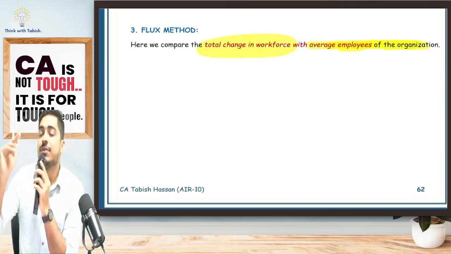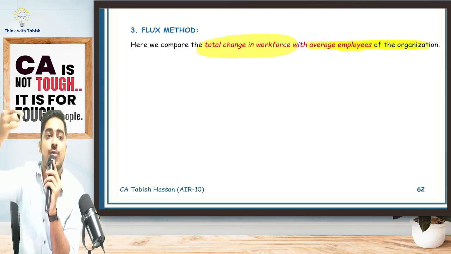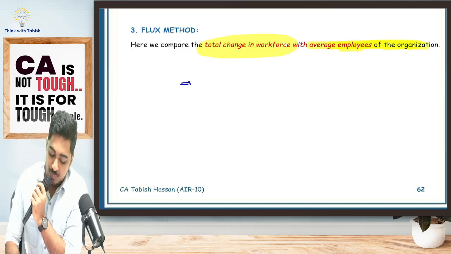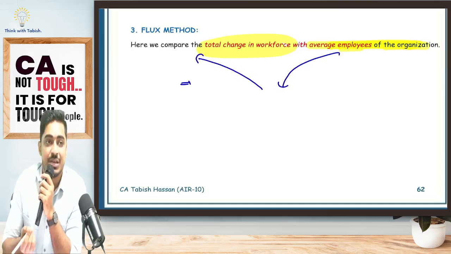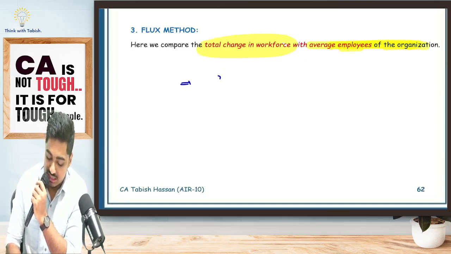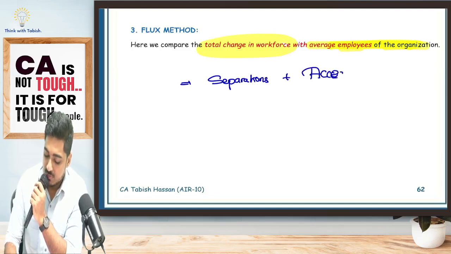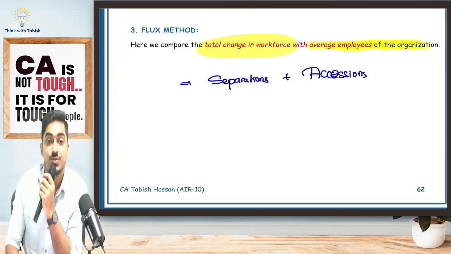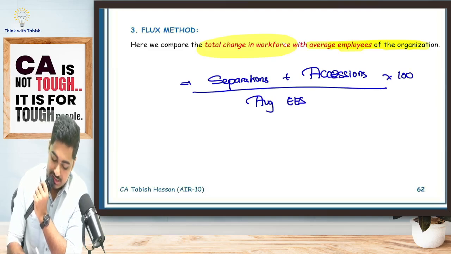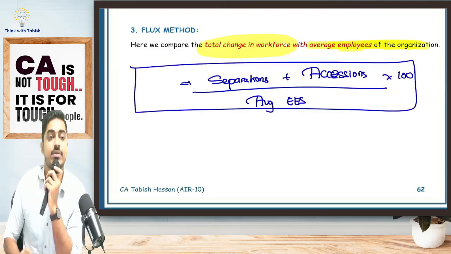So in the flux method, I'm telling overall how much percentage of employees have changed. So how will I write it, students? Employees going is also change. Employees coming is also change. Both are disrupting our existing system, so I want to see the overall change. It is separation, bye bye, plus accession, welcome. This gives me the total change divided by average number of employees into 100. Yes or no, everyone? Perfect.